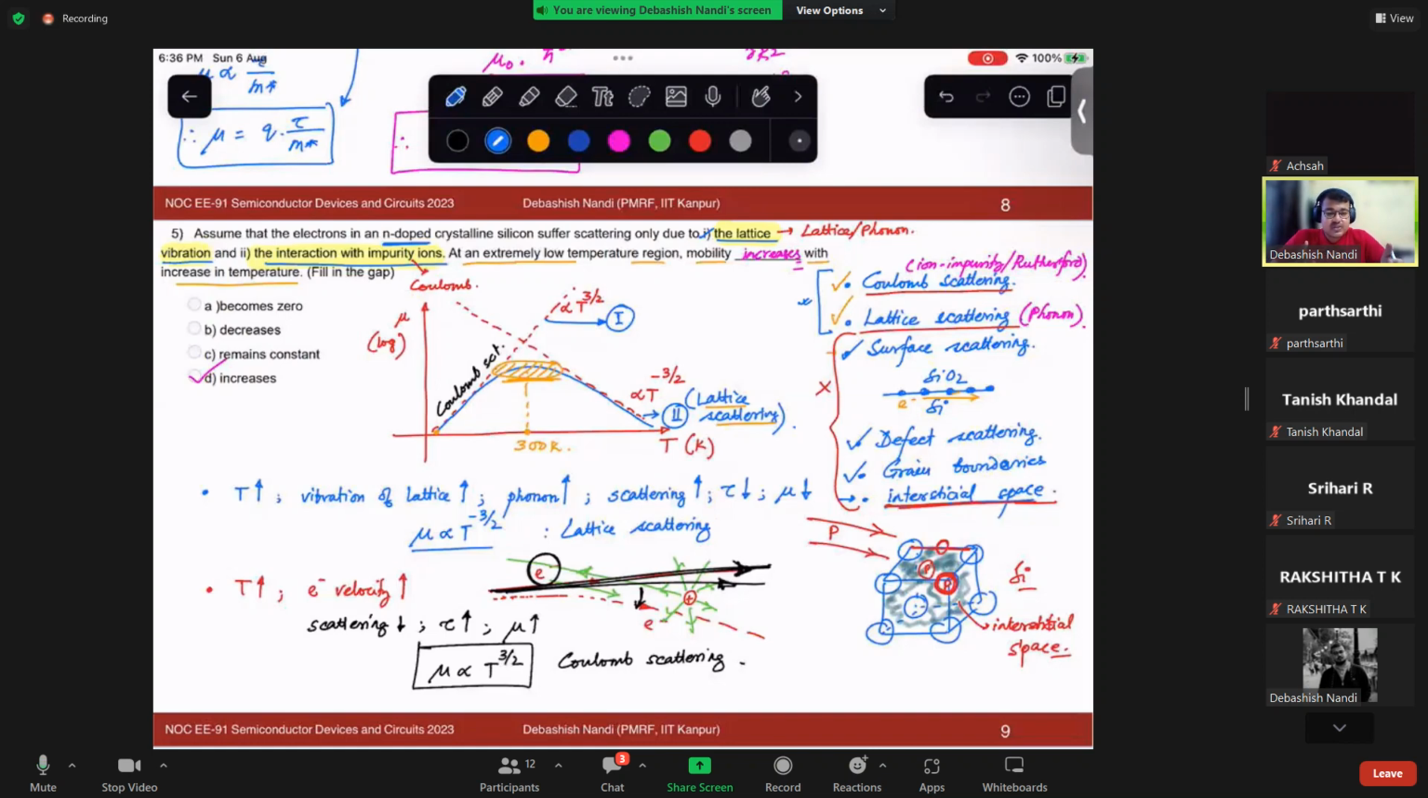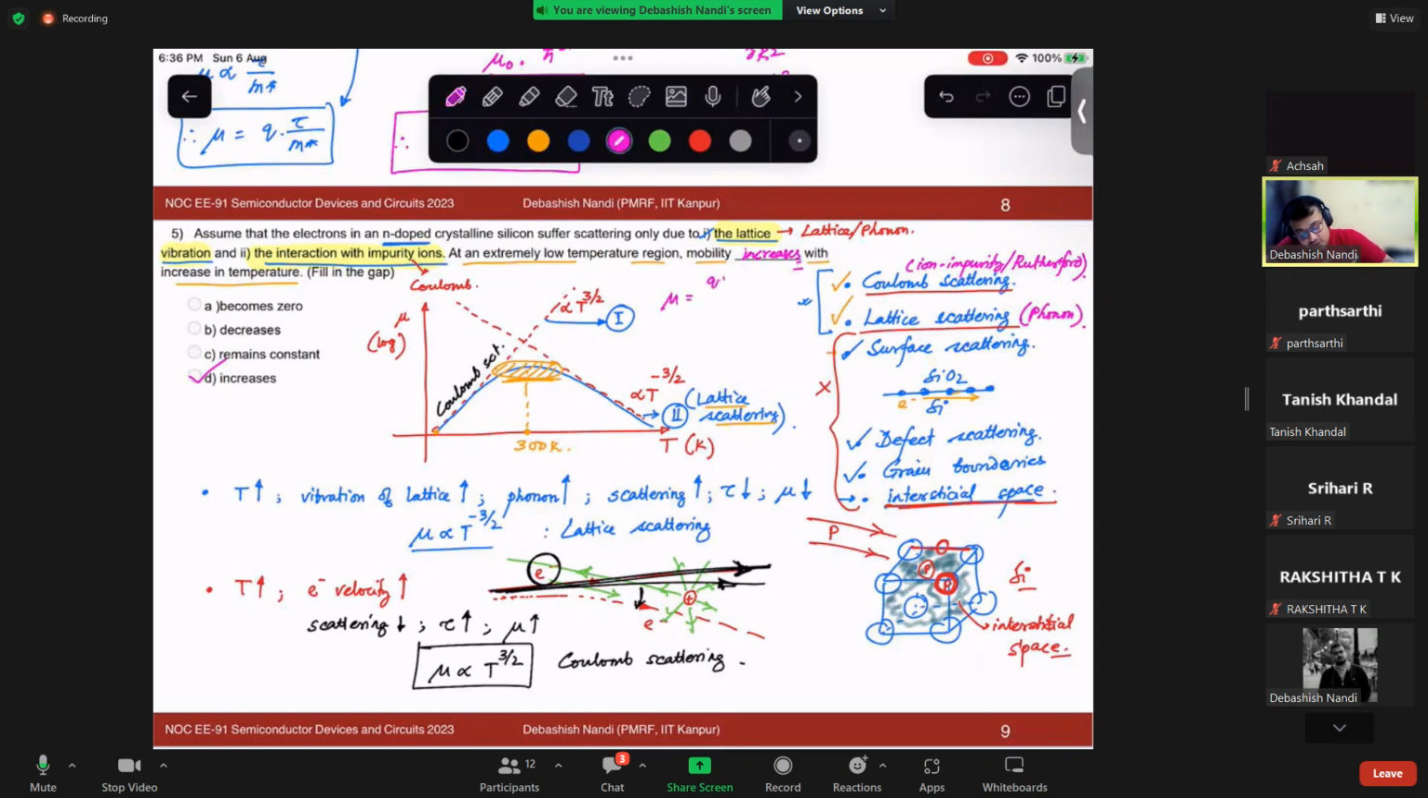Those kinds of things create scattering. So scattering has multiple phenomena. What we focus on mainly is Coulomb scattering and phonon scattering. Coulomb scattering is due to the presence of any ionized charges. Lattice scattering is due to the vibration of lattice points. Now we want to talk about how this translates to the temperature dependency.